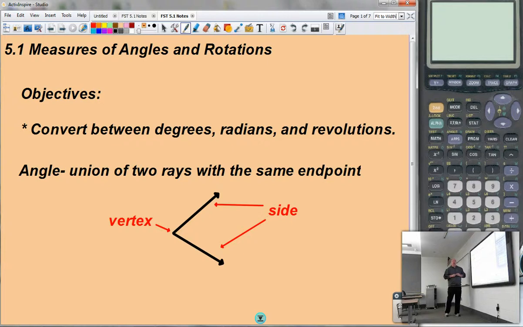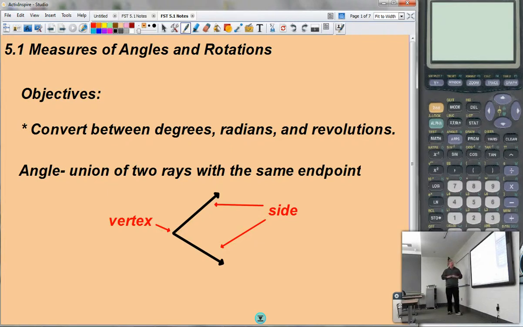Objective, pretty much just one for this first section. You're going to convert between degrees, radians, and revolutions. So we're going to start with, and hopefully give you some time to go through this quickly, but I want to go through and just make sure that we're set as far as a couple of terms.